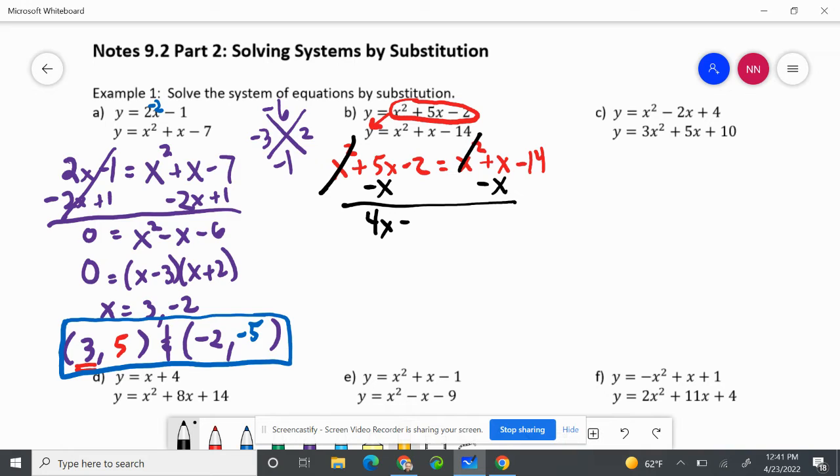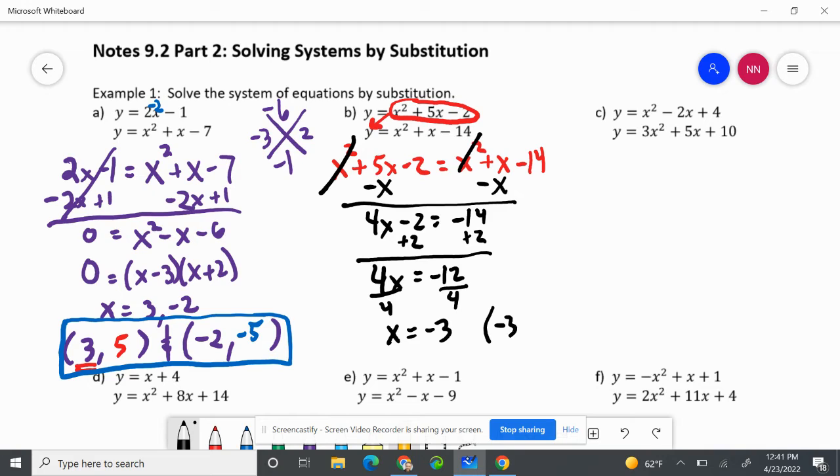I have 4x minus 2 equals negative 14. I add the 2, and I get 4x is equal to negative 12. So I divide it by 4, and x is equal to negative 3. Now, just like the last one, that's not my answer. My answer is negative 3, comma, and then some number.